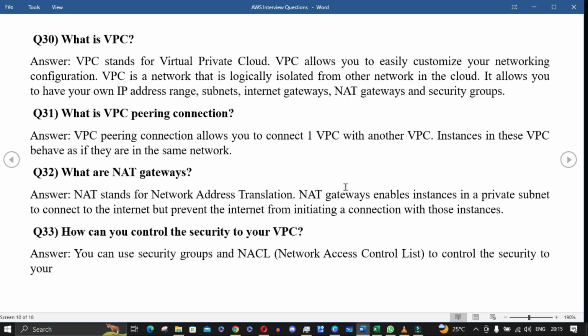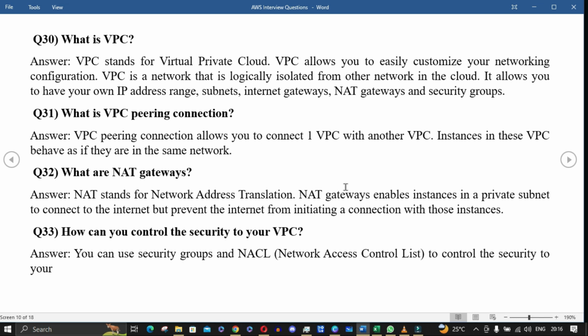What is VPC? Answer: VPC stands for Virtual Private Cloud. VPC allows you to easily customize your network configuration. VPC is a network that is logically isolated from other networks in the cloud. It allows you to have your own IP address range, subnets, internet gateways, NAT gateways, and security groups.